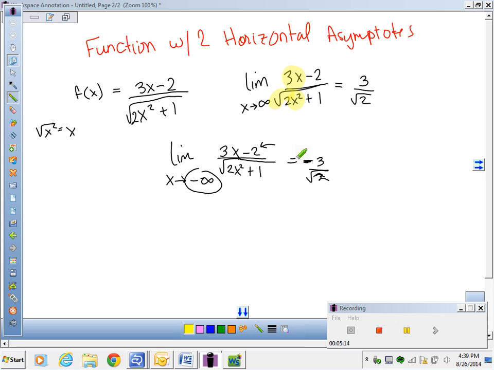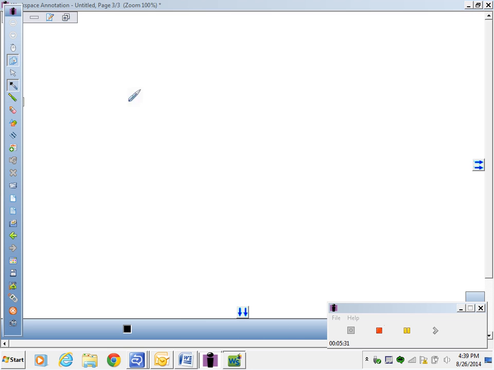And the fact that I get 3 over the square root of 2 again is because these two leading terms have the same power. Alright, let's take a look at another special limit. Limit at infinity. Again, you have to know this one. Know this.